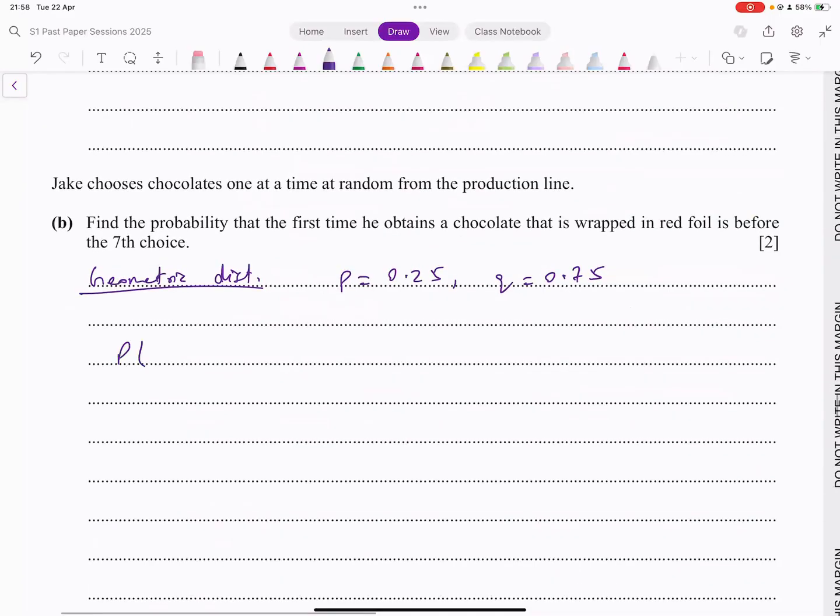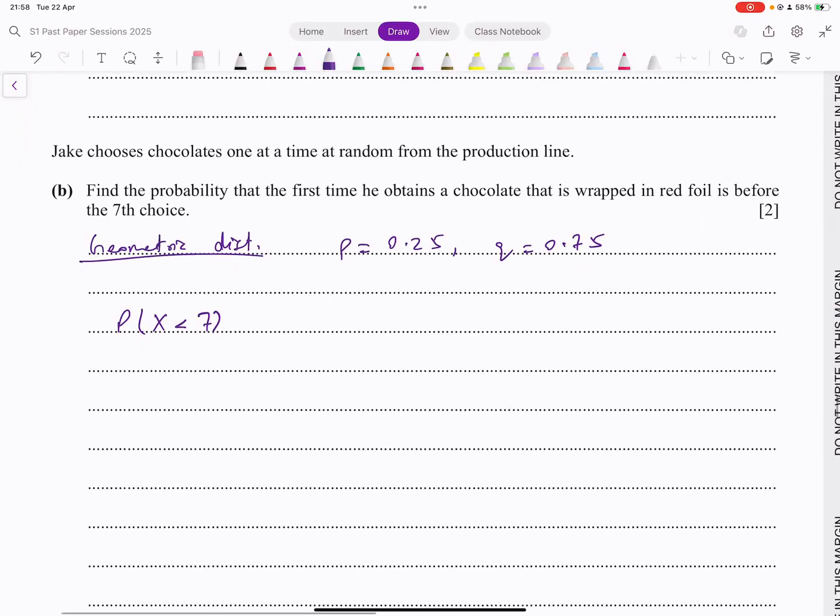Probability that the first success is before the 7th attempt. Before the 7th attempt. How do you write that down? Before 7, that's x less than 7, right? x less than 7, before the 7th attempt. Now it's a geometric distribution. 0 is not possible. You can have 1, 2, 3, 4, 5, 6. So one possibility is you add up all of those numbers. Probability of x equals 1, 2, 3, 4, 5, 6.